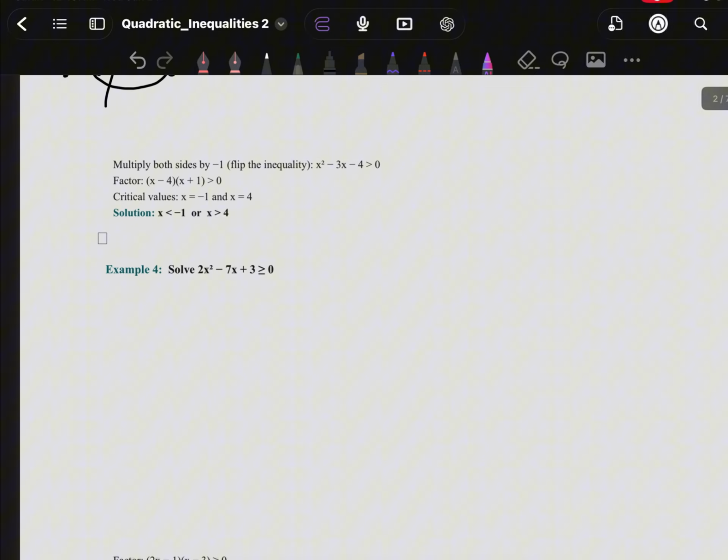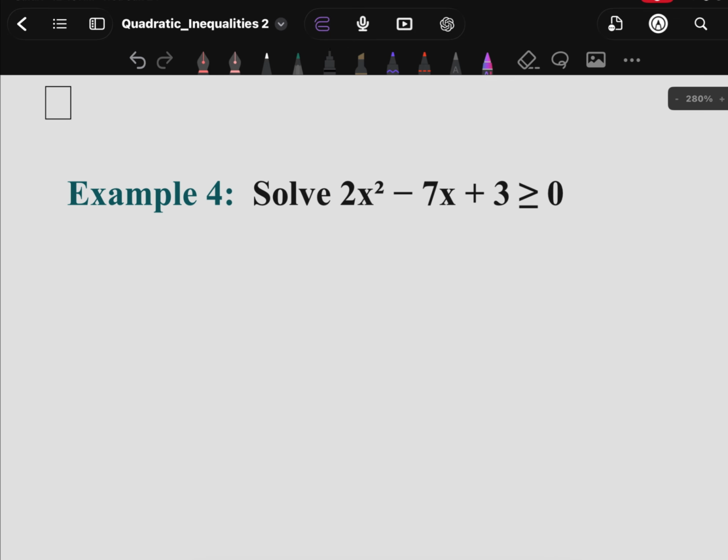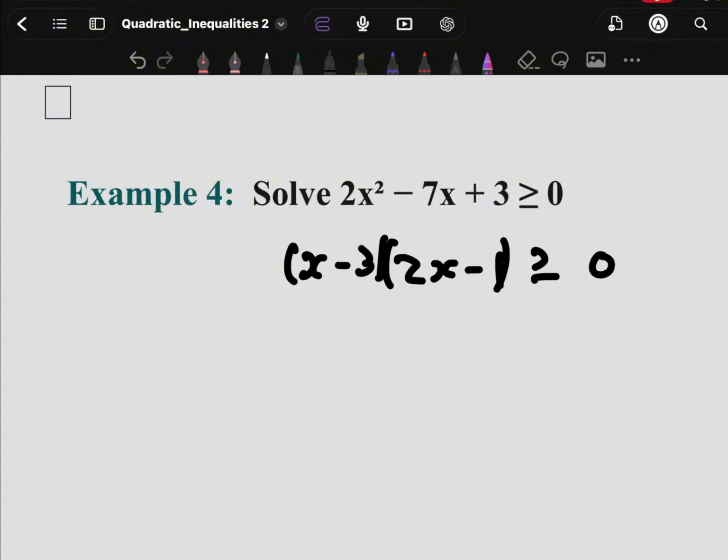Now here's another problem, and this one can be solved in a much more unique way, but it's mainly the same exact thing. Here, what needs to be done is that, first of all, we need to factor it, so x minus 3 again, and 2x minus 1, which is greater than or equal to 0. This is going to be done factoring.